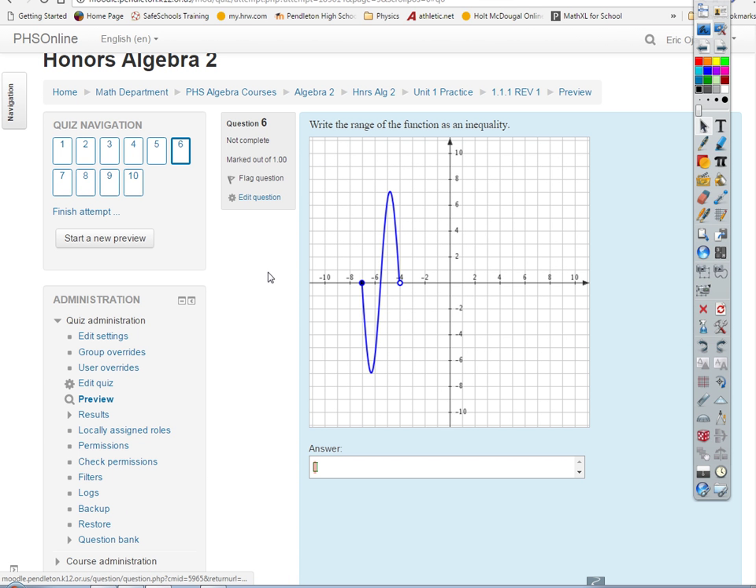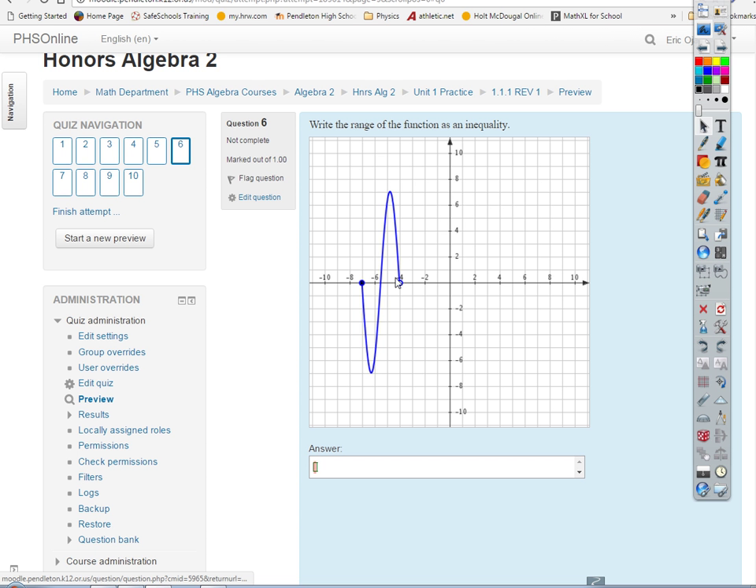Write the range of the function as an inequality. Okay, so this time let's look at what the ant does when he walks this function. He starts off standing on an x value of -7 and a y value of 0. He walks downward to his bottommost y value, his lowest y value, which is -7. He walks up to his highest y value, which is +7. And then he walks down, approaches, but doesn't ever get to x equals 4.